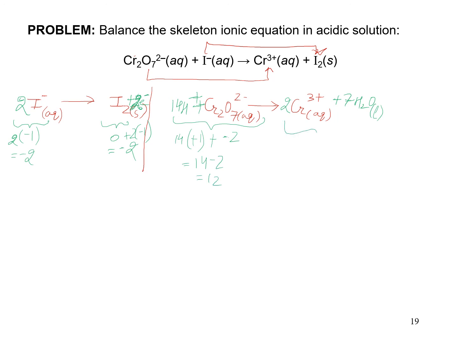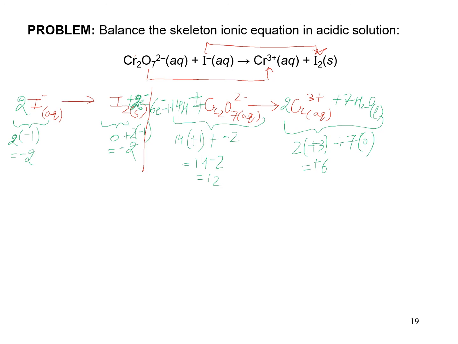On the product side, I have 2 times +3 plus 7 times 0, because it's a neutral compound, which gives you a total of +6. Now again, remember, you can only add electrons. Adding electrons will reduce the total charge. If I add electrons here, it's not going to make it equal to 12. So you can always make it equal to the least charge. So I can add electrons on this side. How many electrons should I add to 12 to make it equal to 6? 6 more electrons. So I will add 6 electrons on the reactant side.